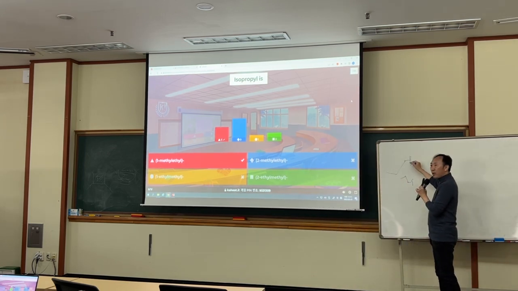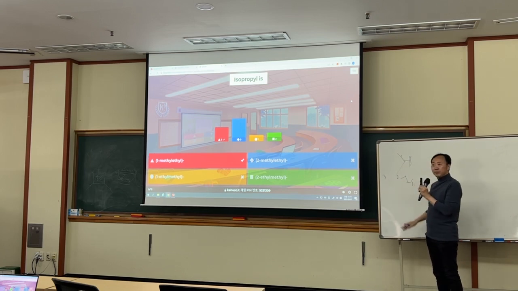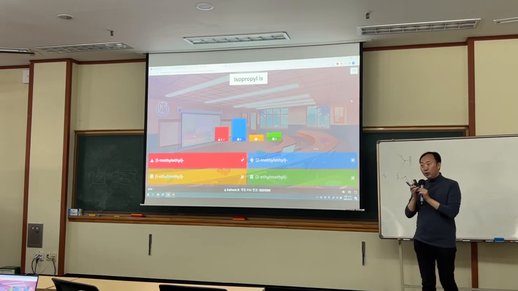This is a connection point. 1, 2, 3, and 1 methyl to ethyl. This is 1 methyl to ethyl. Okay, now we move to butyl.